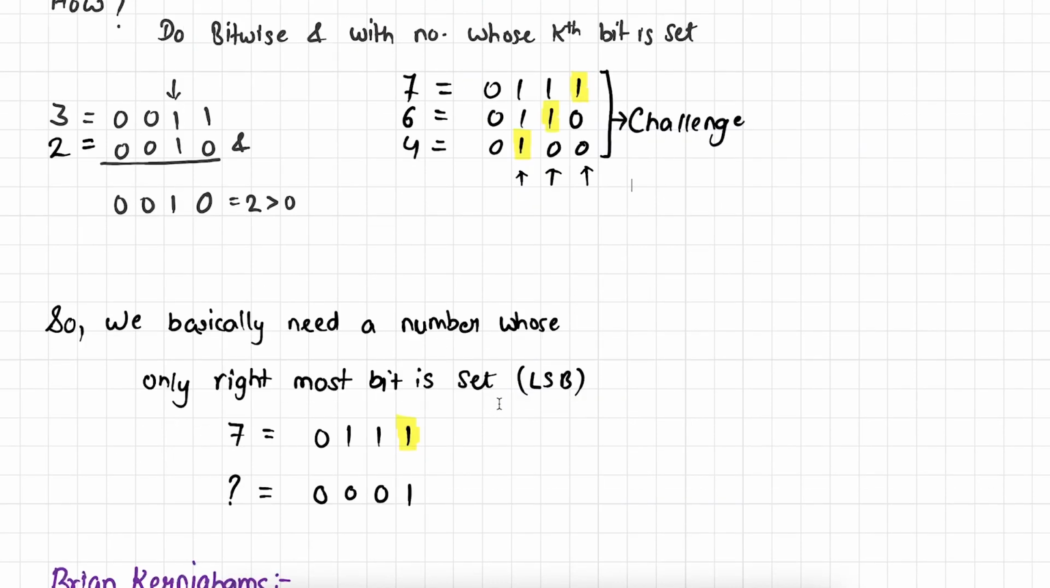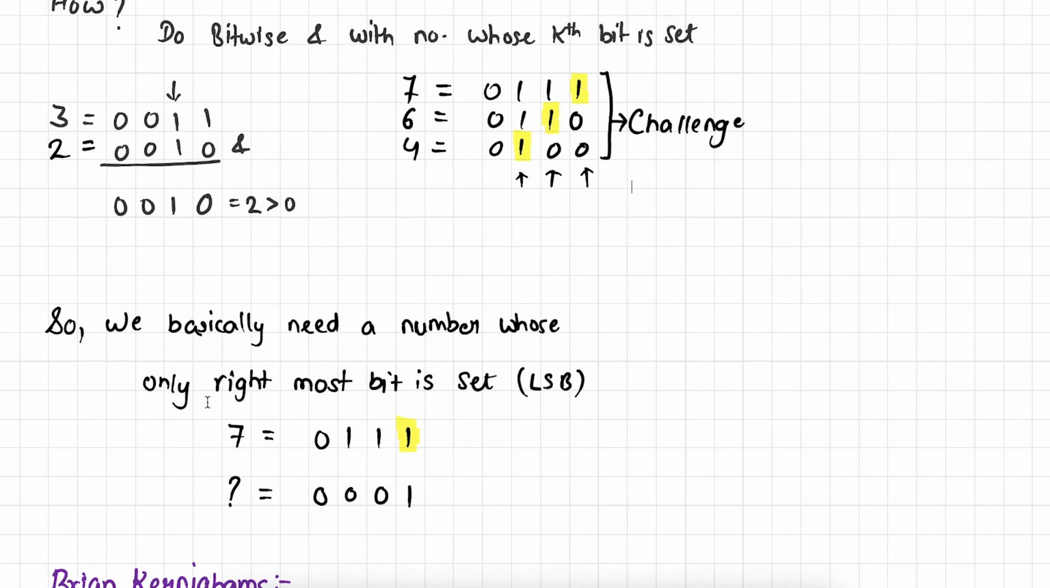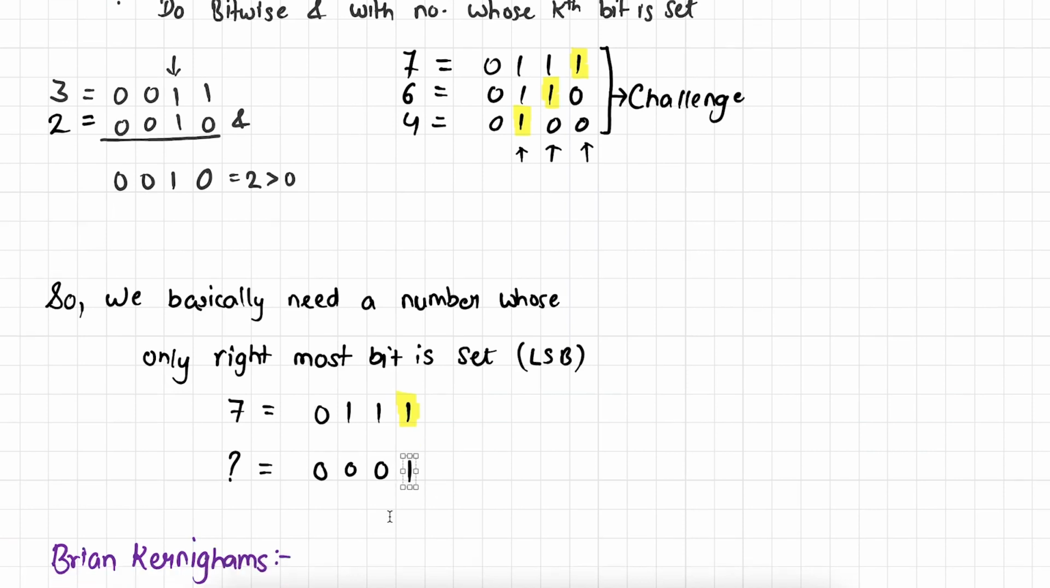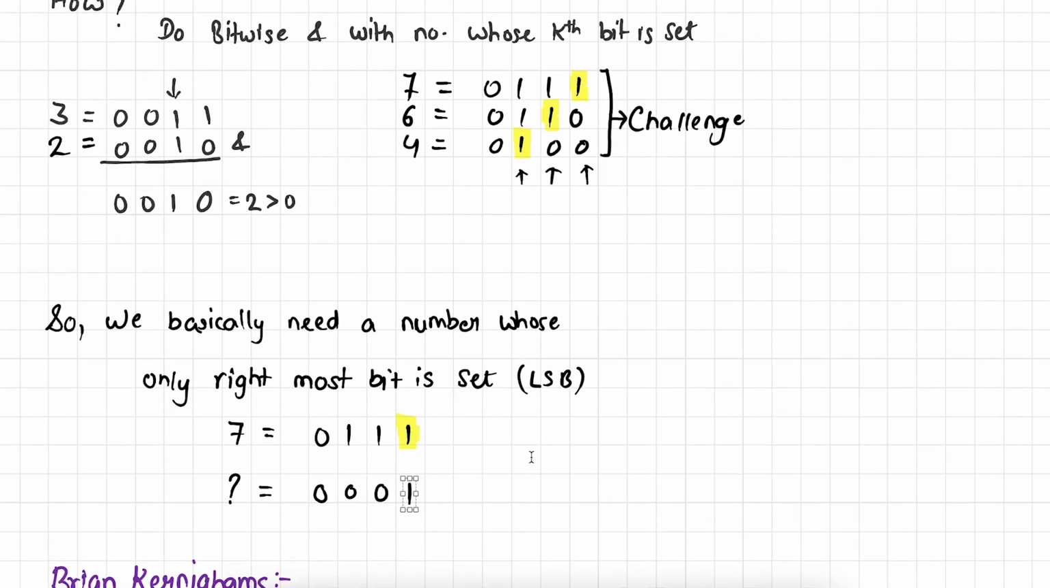So basically we need a number whose only rightmost bit, that means the LSB, is set. In case of 7, the binary is 0 1 1 1. So we need a number whose only first bit is set and all other bits are unset. And why do we need to do this? Because by using this number, we divide our array into two groups: one group has the first bit set and the second group has the first bit unset. That is why we have to do this.